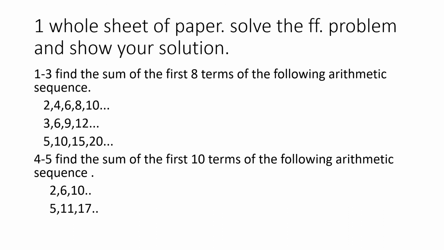So since we are done with our discussion about the sum of the arithmetic sequence, now it is your turn and answer this in one sheet of paper. Solve the following problems below and show your solution. For number 1 to 3, find the first 8 terms of the following arithmetic sequences: 2, 4, 6, 8, 10; 3, 6, 9, 12; 5, 10, 15, 20. For 4 to 5, find the sum of the first 10 terms of the arithmetic sequences: 2, 6, 10; 5, 11, 17.